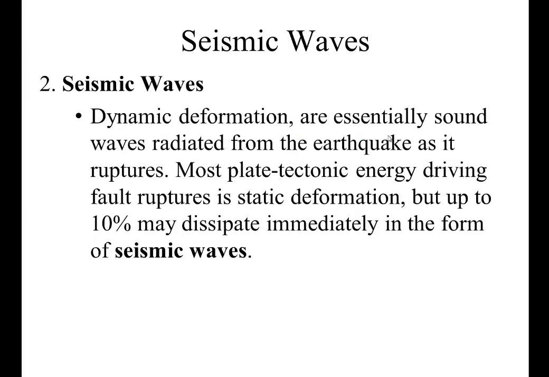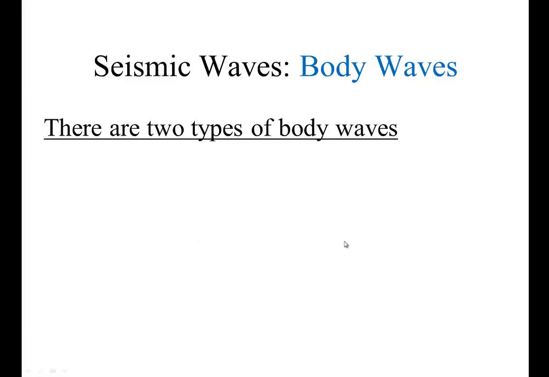Second type is called dynamic deformation. This is very much like sound waves, and they radiate out in all directions. They allow you to hear the earthquake, see the earthquake if the seismic waves are big enough, and you definitely can feel the earthquake. Most plate tectonic energy from that rupture is actually going to be static deformation, changing the shape of the rock, but up to 10% of it can actually be this dynamic. And what happens is it radiates out in all directions, and we call these waves that radiate out. Only 10% of the energy is actually going to be seismic waves.